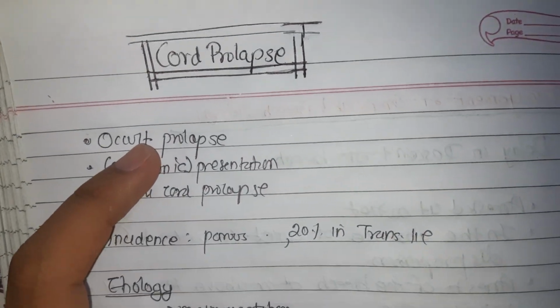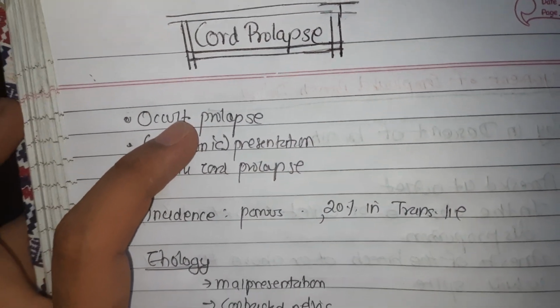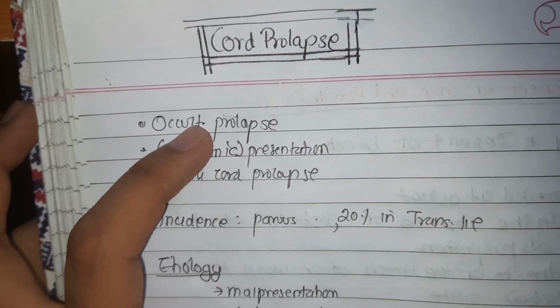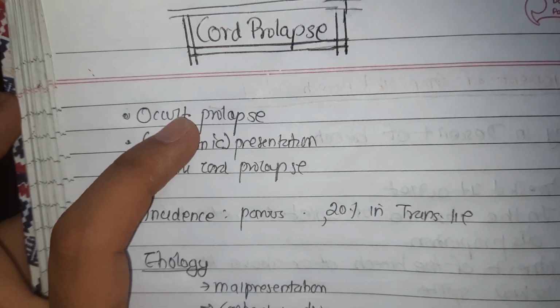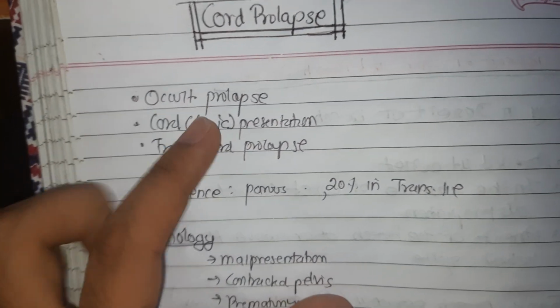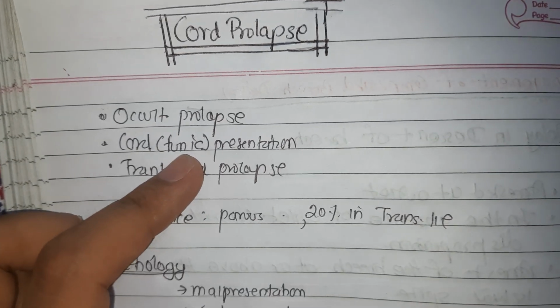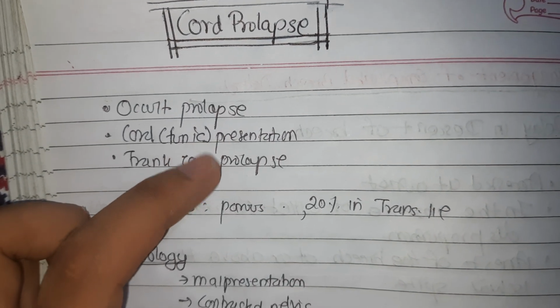Here the cord is placed by the side of the presenting part and it is not felt by the finger on the internal examination, and it could be seen on ultrasonography or during cesarean section. And the next one is we have the cord or funic presentation.